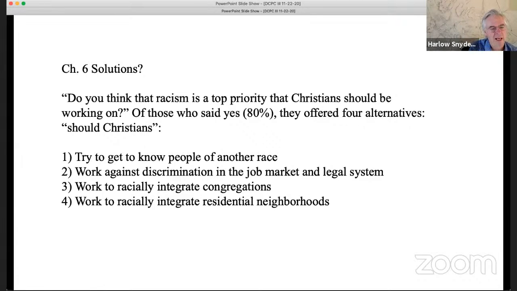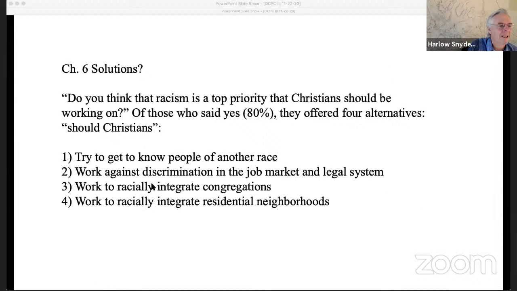So in chapter 6, they ask people, okay, if you think racism is a problem, conservative evangelicals, not every conservative evangelical did say race is a problem. 80% said it was. They offered 4 different alternatives to what solutions might be pursued: try to get to know people of another race, work against discrimination in the job market and in the legal system, work to racially integrate congregations, or work to racially integrate neighborhoods.